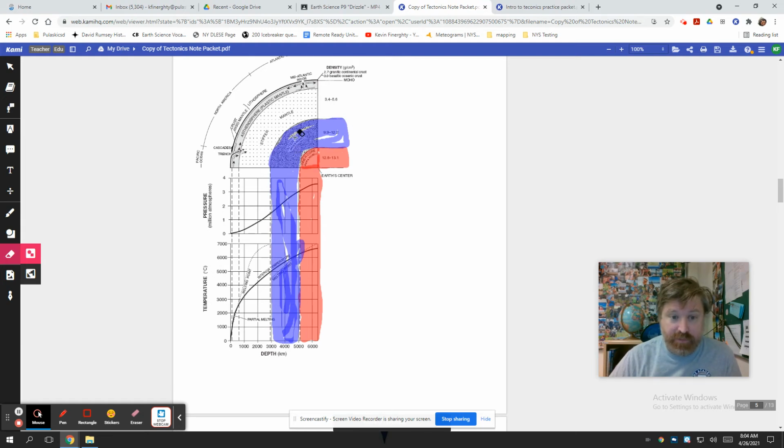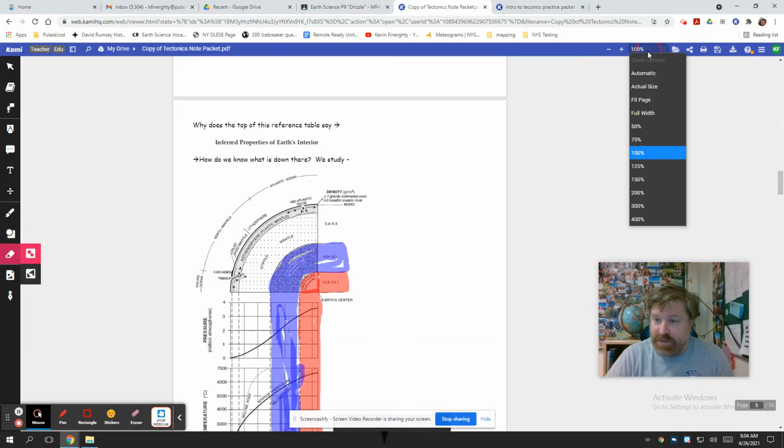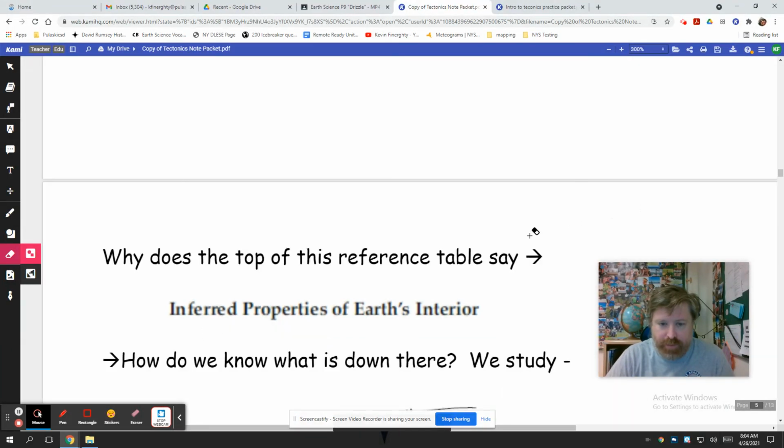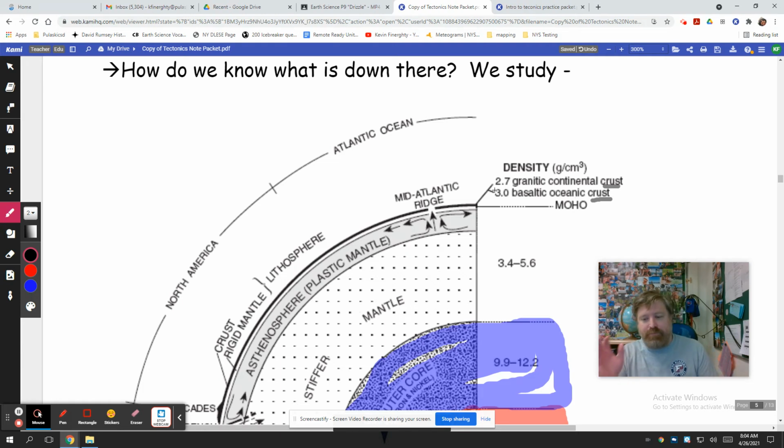Density is also listed over here. So the outer core can have a density anywhere from 9.9 to 12.2 grams per cubic centimeter. Another very valuable thing that's hiding here, I'm going to blow it up, is this little thing right here tells us that we've got two types of crust. And that's going to be critical, probably not this week, next week, to get this difference between continental crust and oceanic crust.